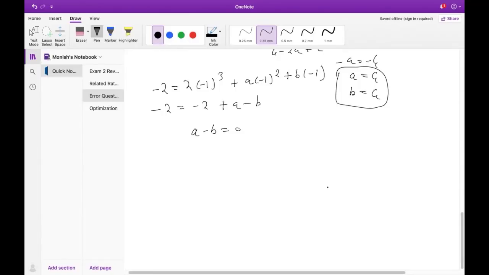Okay. And then I'll go ahead and start on mean value theorem.